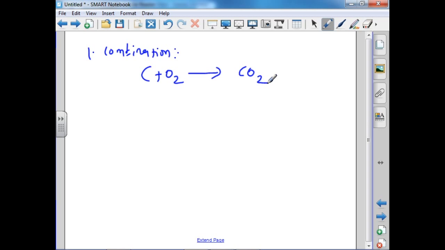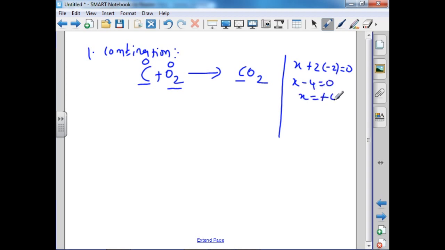How is it a redox reaction? As usual, we are going to calculate the oxidation number of carbon. This is the elementary state, so the oxidation number is 0. This is also the elementary state, the oxidation number is 0. Now we calculate the oxidation number of carbon in carbon dioxide. So x plus 2 into minus 2 equal to 0. x minus 4 equal to 0, x equal to plus 4. So the oxidation number of carbon in carbon dioxide is plus 4.